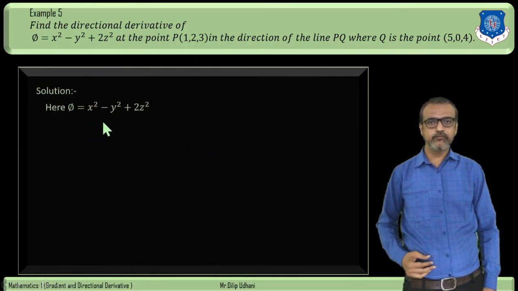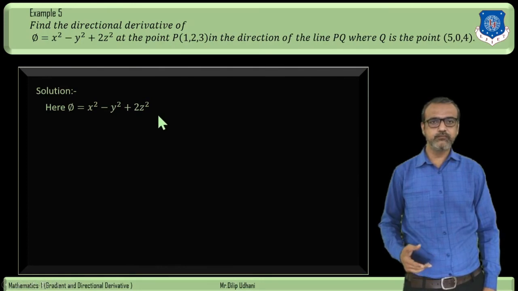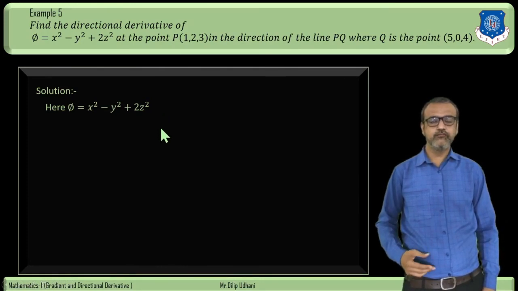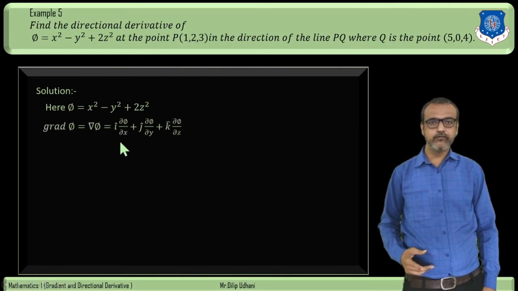So here the surface phi is x square minus y square plus 2z square. First of all we will find out grad phi. So grad phi, that is equals to nabla phi, and that is equals to i del phi by del x plus j del phi by del y plus k del phi by del z.